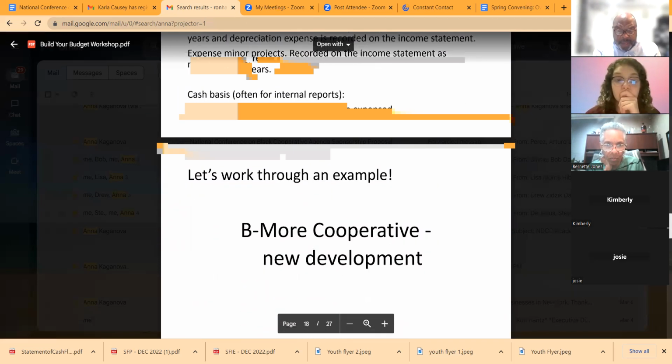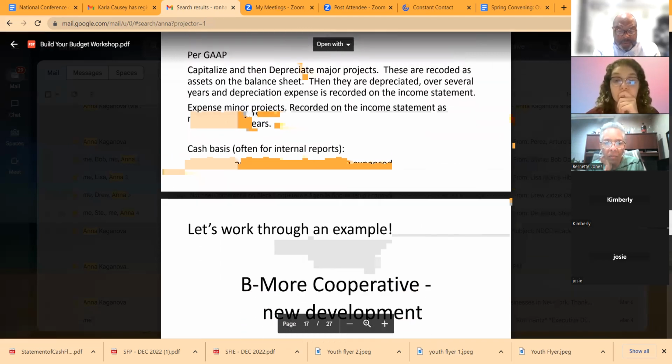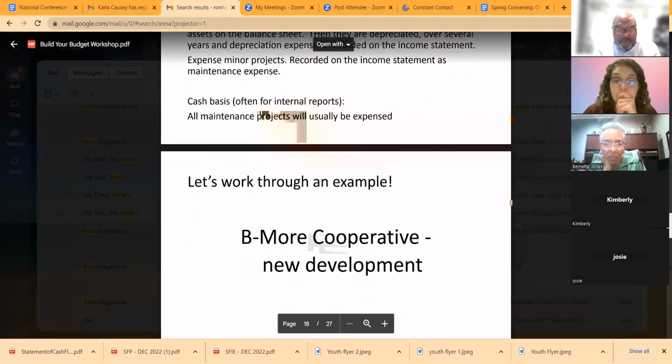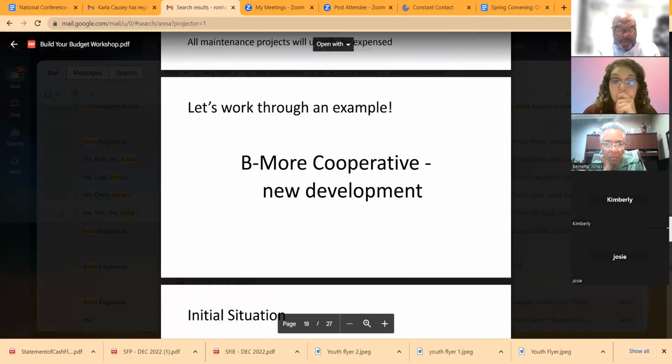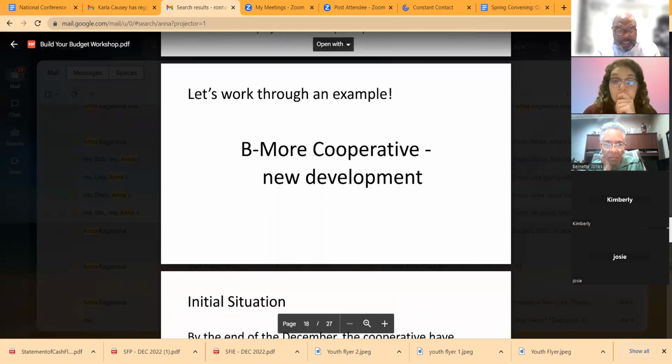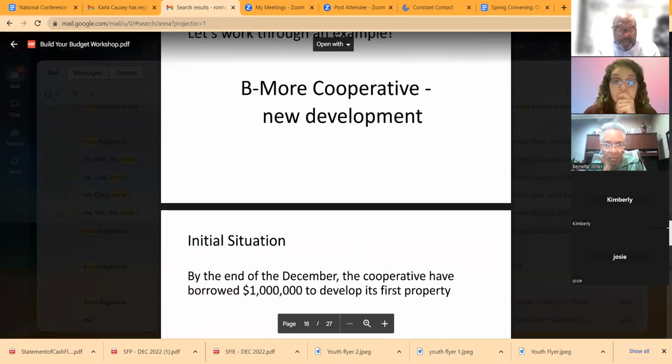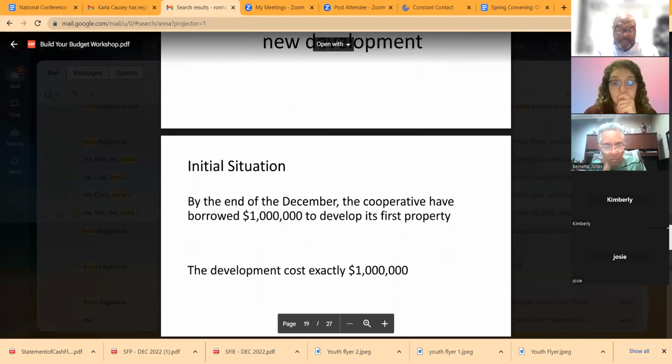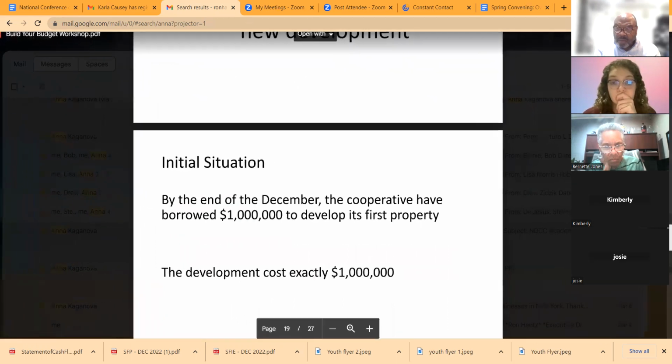She has an example here. I have not looked at this example, but if you want to try to work it out, we can go through it. Initial situation: by the end of December, the cooperative had borrowed $1 million to develop its first property. Development costs exactly $1 million. So we've got $1 million.